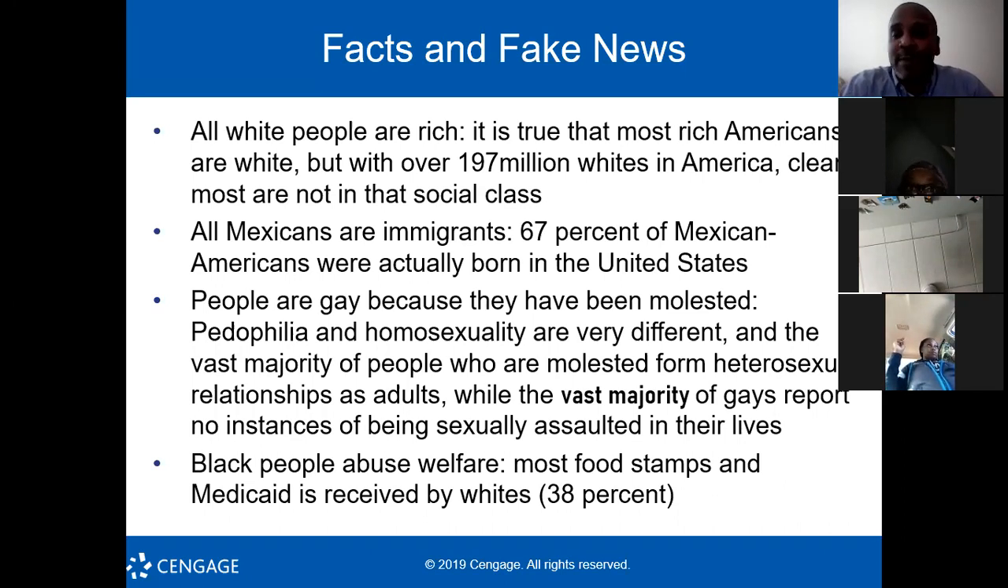So it's really important, right? Because when we have bad information, it causes us to create bad laws. It causes us to make bad decisions as individuals. So really accurate information is so vitally important.